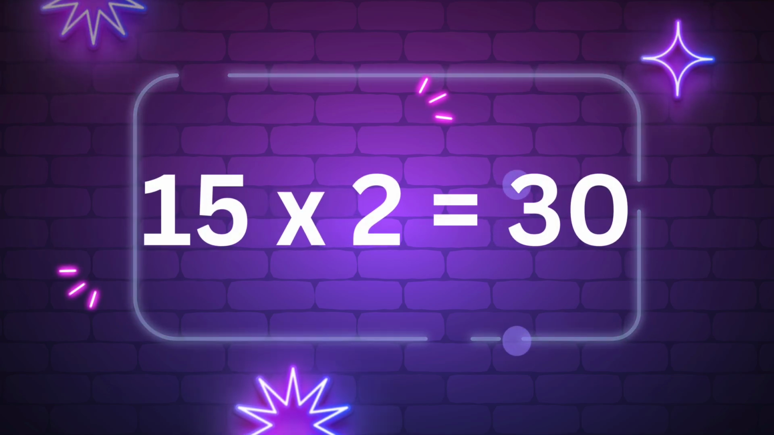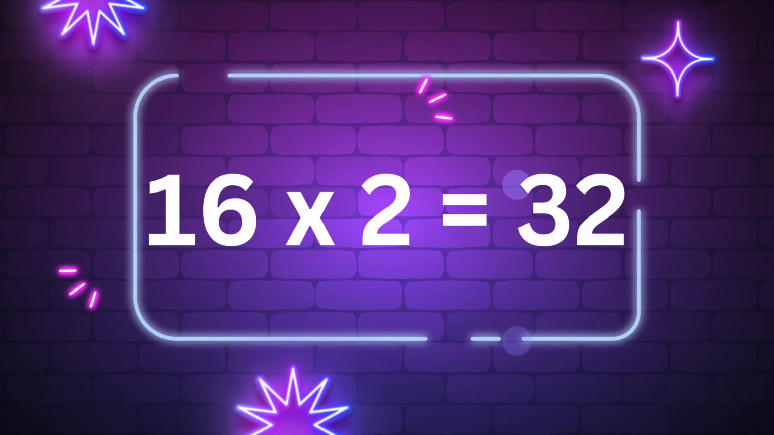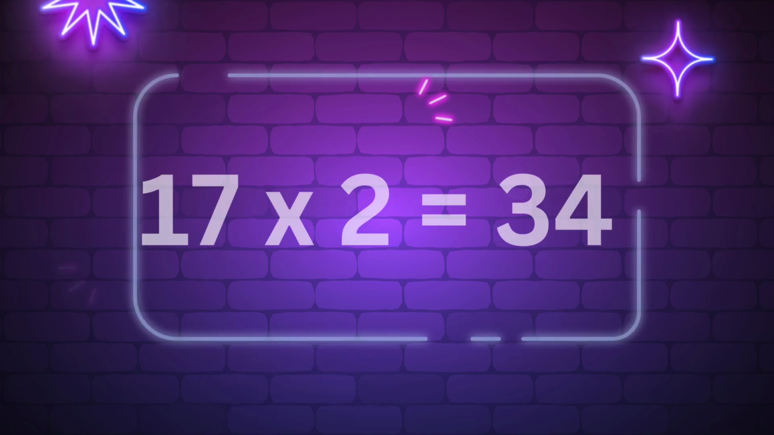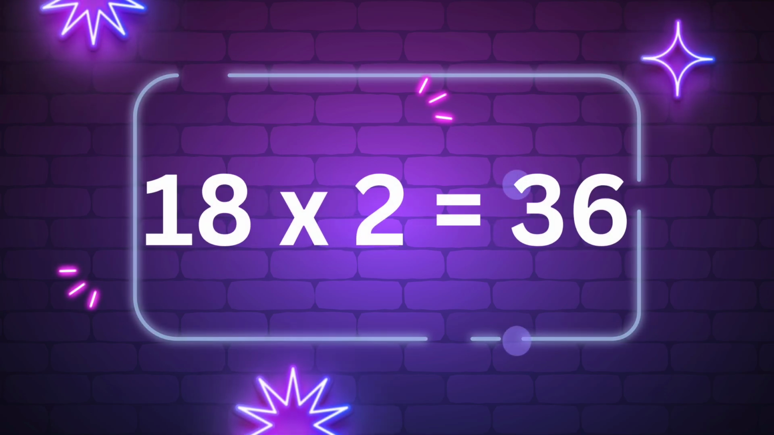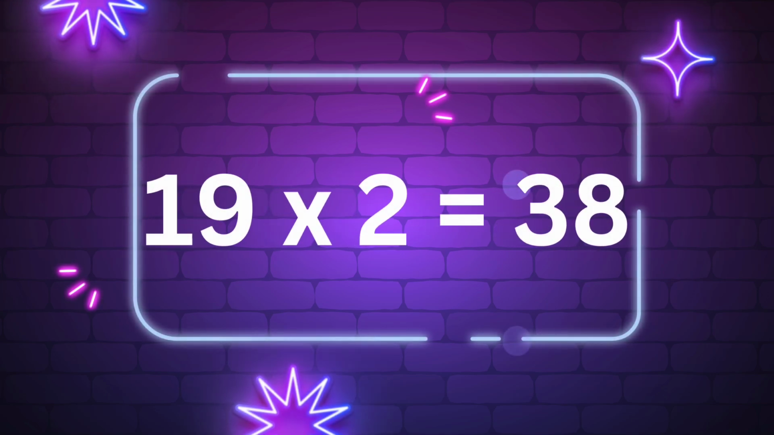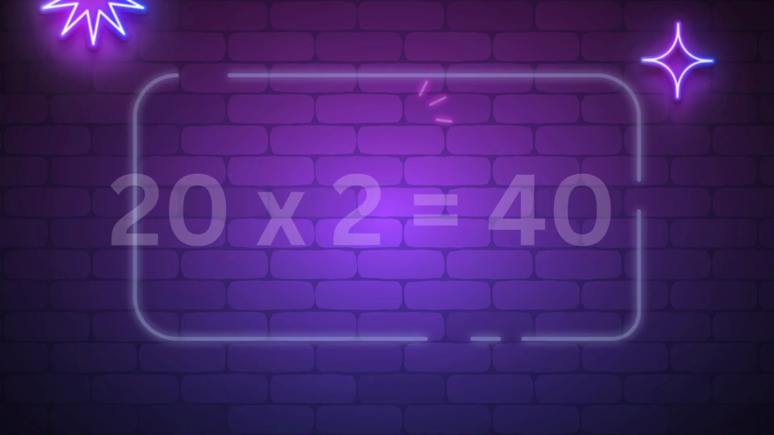15 times 2 is 30. 16 times 2 is 32. 17 times 2 is 34. 18 times 2 is 36. 19 times 2 is 38.